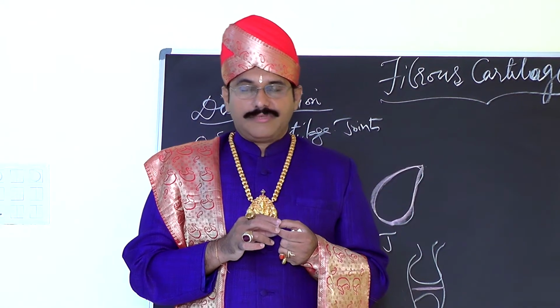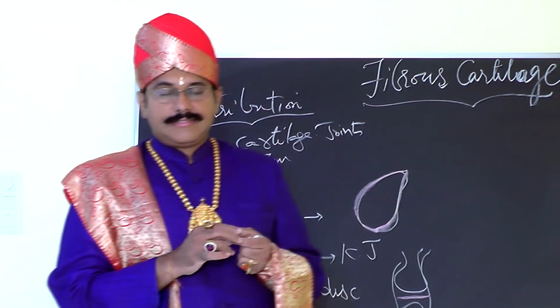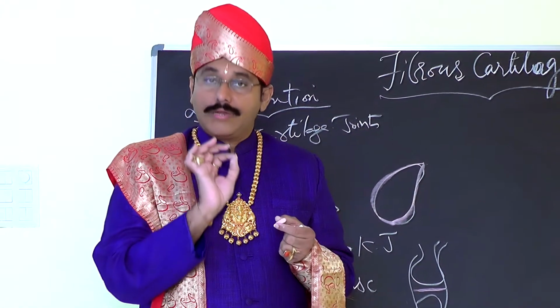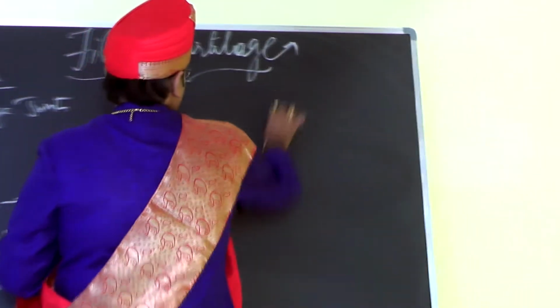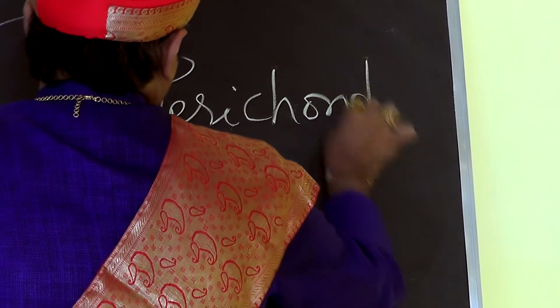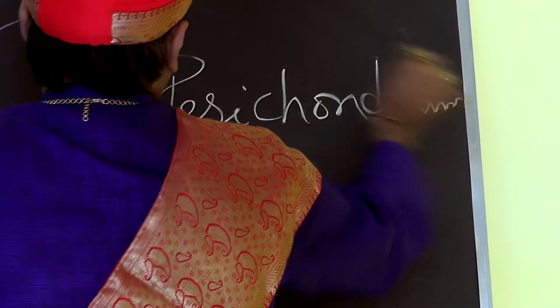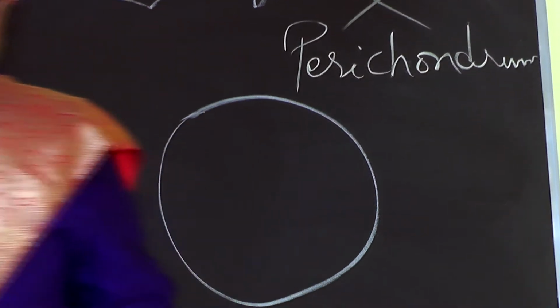Histology, or the microscopic structure of the fibrous cartilage, is very easy. Please understand, this is the only cartilage which does not have perichondrium. There is no perichondrium in the case of the fibrous cartilage. So first we will draw.